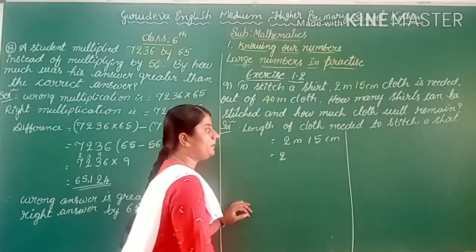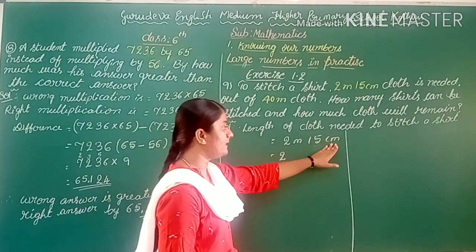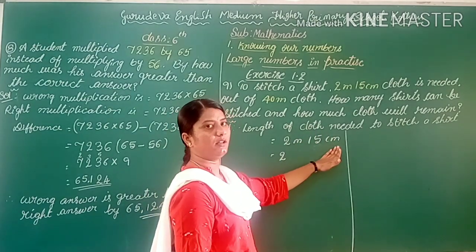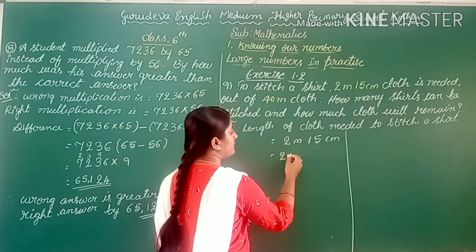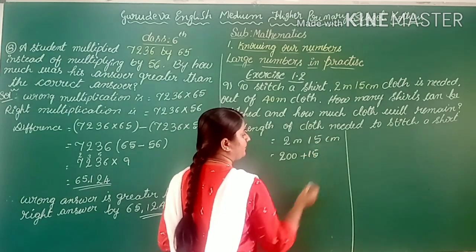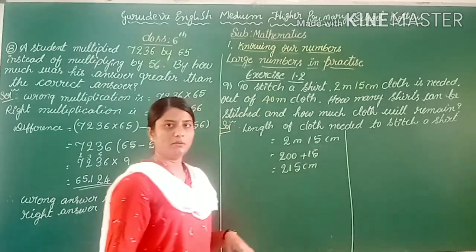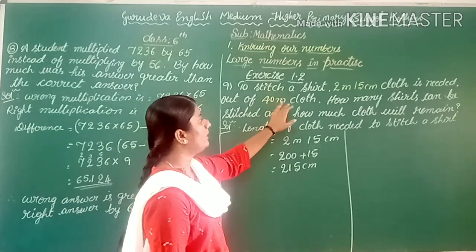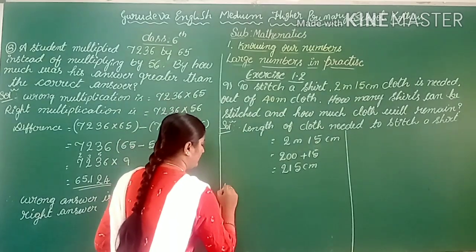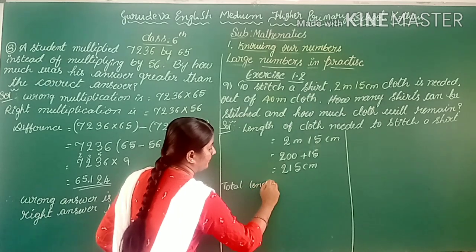Why do we have to convert it to centimeter? Because 15 centimeter is a smaller unit, so we have to convert meter to centimeter. It is easy to convert it to centimeter. Let's take 2 meter means 200 centimeter plus 15 centimeter, which is equals to 215 centimeter. Okay. Then out of the cloth, the total length of cloth is 40 meter.